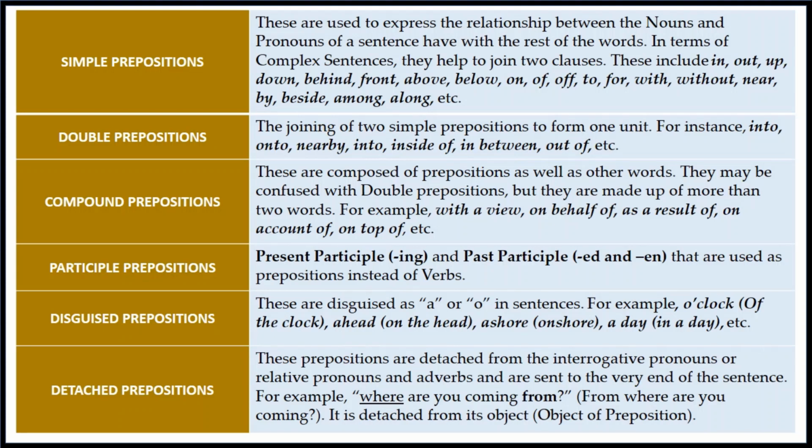So over here, where, it's an interrogative pronoun, and from, it's a preposition. Commonly, it's phrased like, from where are you coming? From, where, they both are attached. But if you detach them, separate them, it becomes, where are you coming from? So as always, it is detached from its object. In other words, object of preposition.